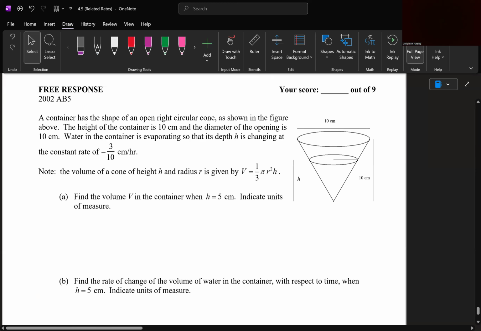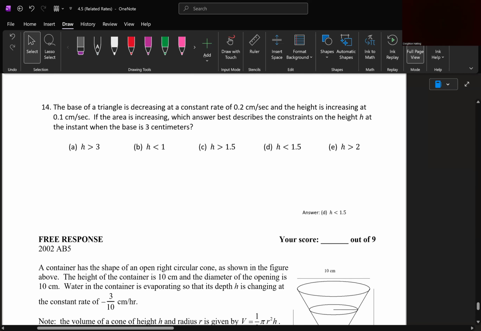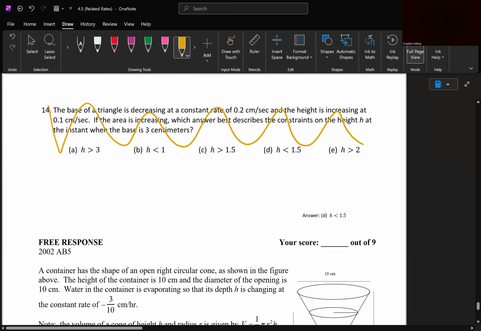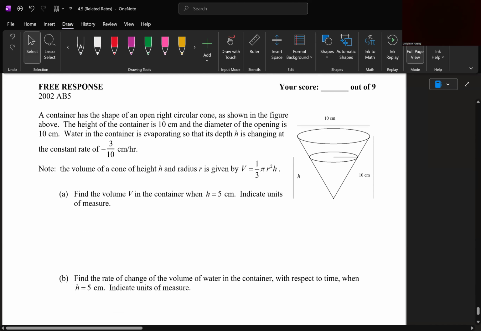And go ahead also and take a moment to read the entirety of the problem all the way through C. By the way, we are ignoring this 14 problem for now. Feel free to do that for fun, but we are focusing on the free response.